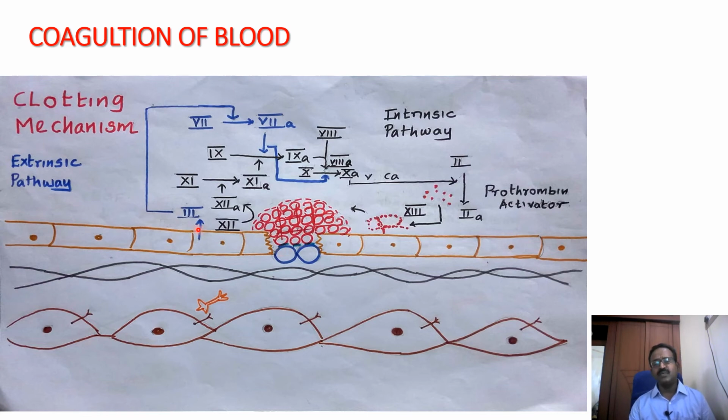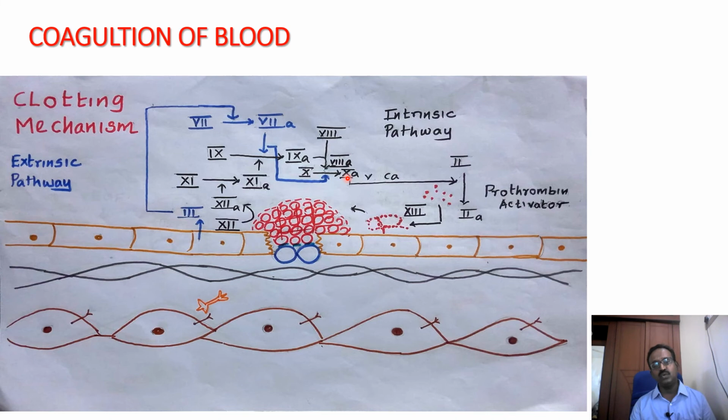The extrinsic pathway is the shortest pathway. It occurs within 20 to 30 seconds. It is due to the release of factor 3, or tissue factor. It activates 7 to 7A. The 7A activates factor 10. So from factor 10 onward, it is the same common pathway for the intrinsic and the extrinsic pathway.